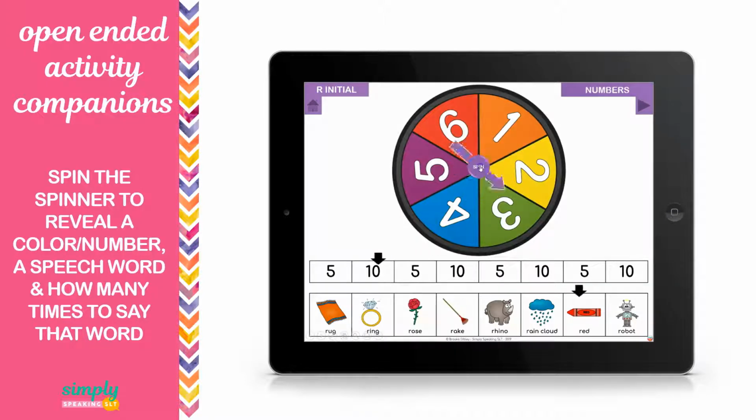So as you can see, when the spin button is clicked, the spinner spins to reveal a color or a number. When it's hit again, the spinner stops, and so do the arrows down the bottom. The arrows reveal a speech word that matches the phoneme you've selected in the position you've selected, and also reveal a number, which tells our students how many times they need to say their speech word before they get to move forward with the revealed color or number from the spinner.